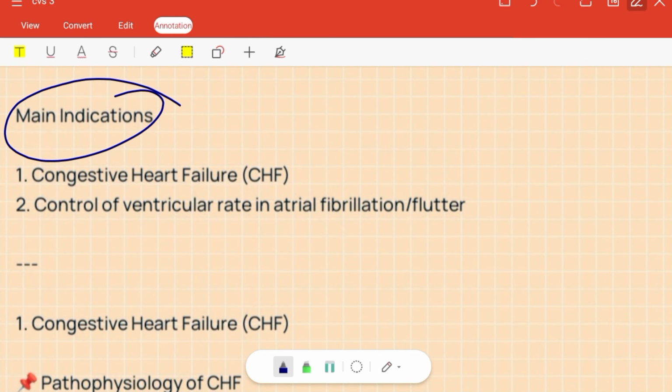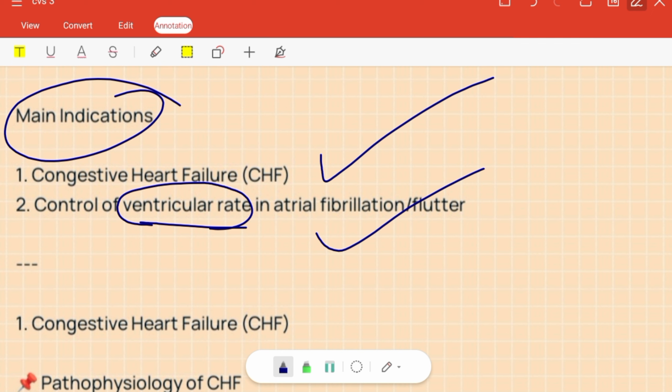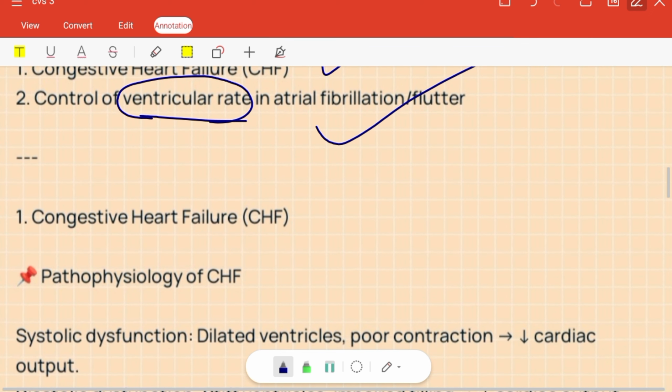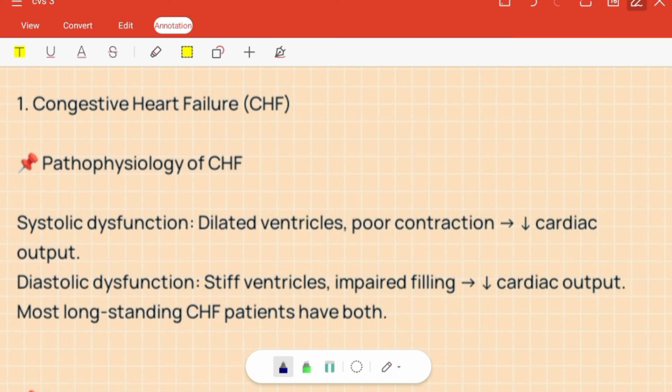So the main indications of digoxin are only two. It is used for congestive heart failure and for the control of ventricular rate in atrial fibrillation and flutter. So what is meant by control of ventricular rate in atrial flutter and fibrillation? Atrial flutter and fibrillation both have abnormal atrial rhythm, right? So those signals should not be passed on to the ventricle. When it is only confined to the atrium, disease progression is not too bad, right? So controlling the ventricular rate in atrial fibrillation is the other use of digoxin. So we'll see the uses in detail.